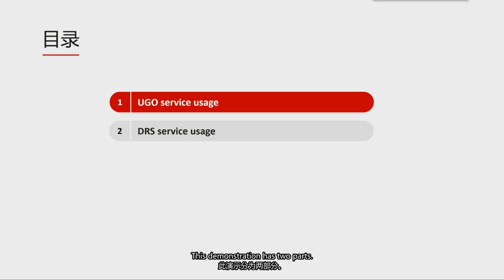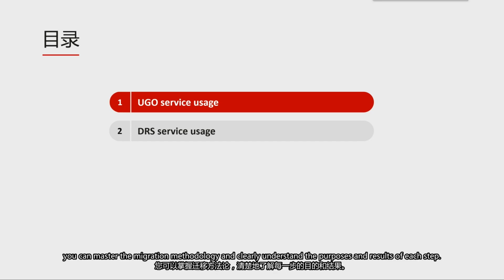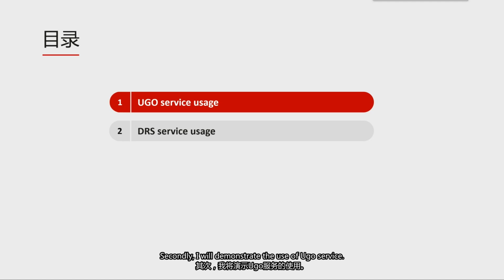This demonstration has two parts. First, it introduces the end-to-end migration process of the UGO service. By learning the end-to-end migration process, you can master the migration methodology and clearly understand the purposes and results of each step. Secondly, I will demonstrate the use of UGO service. This demonstration uses the migration from Oracle to GhostDB as an example.